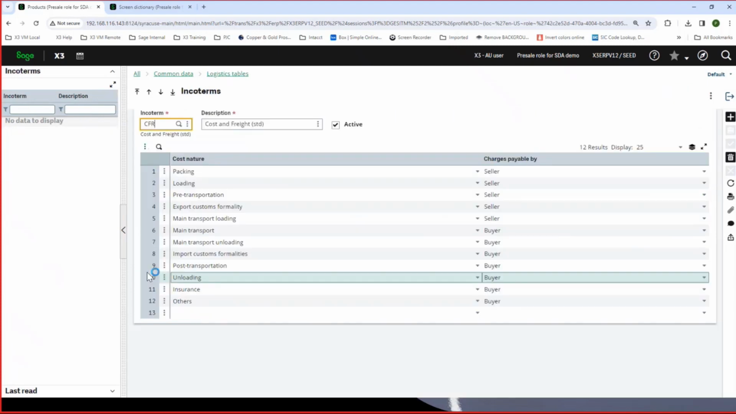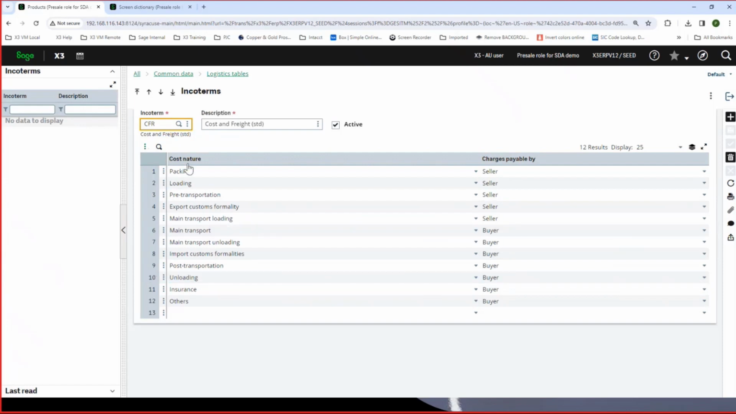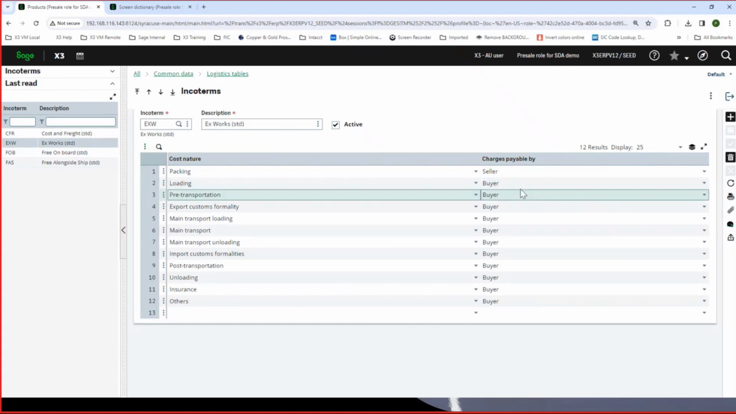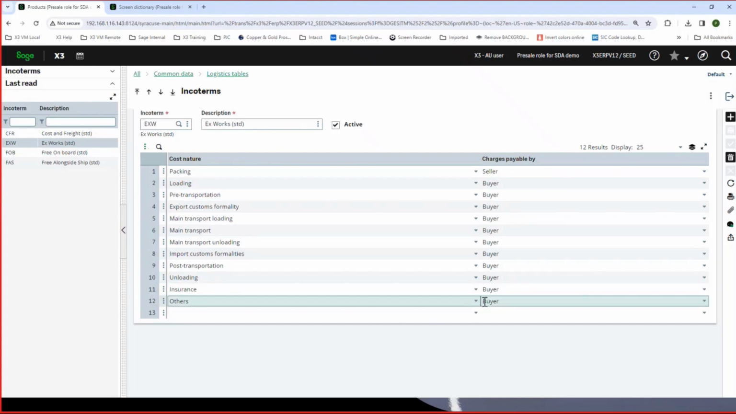If I go into the cost and freight, it describes all the main categories of charges, and the responsibility for paying these charges is described here. So in the case of cost and freight, the seller is going to take all these charges until it's loaded, and then the buyer is going to take care of the rest. Let's have a look at Xworks, for instance. So the seller is going to do packing, but this being Xworks, the following charges are going to be the responsibility of the buyer.